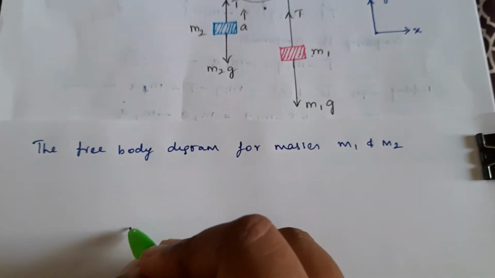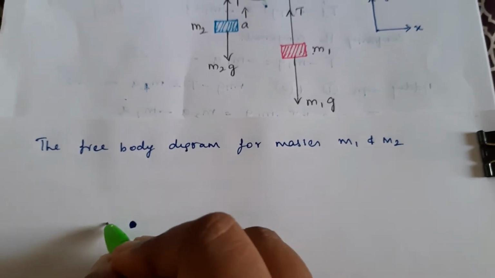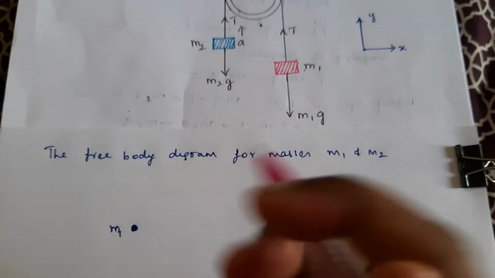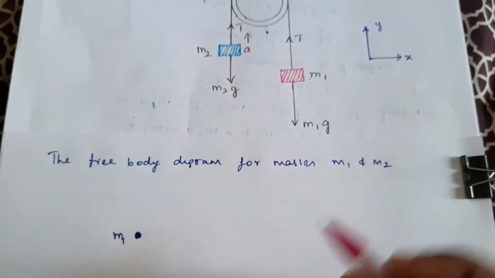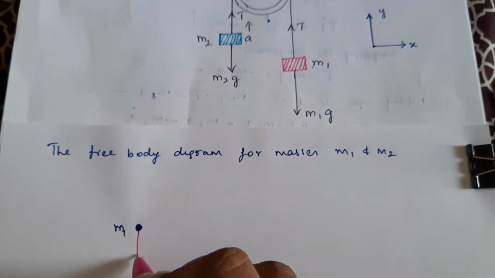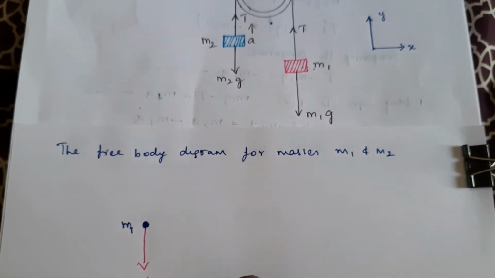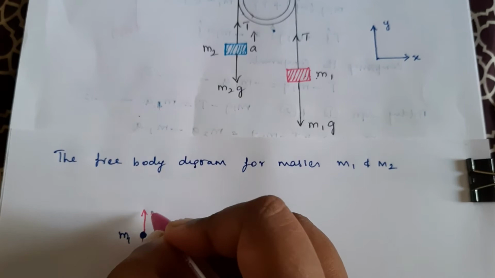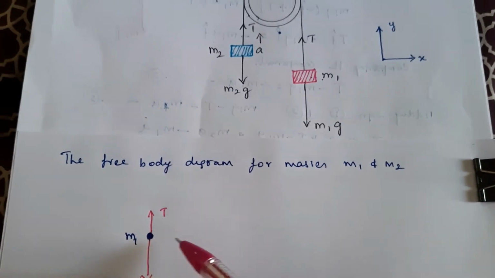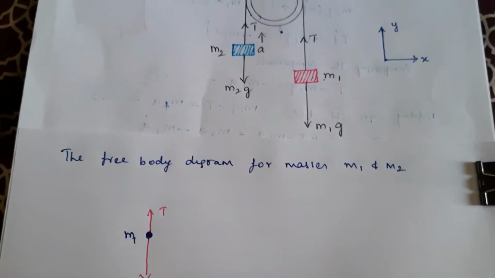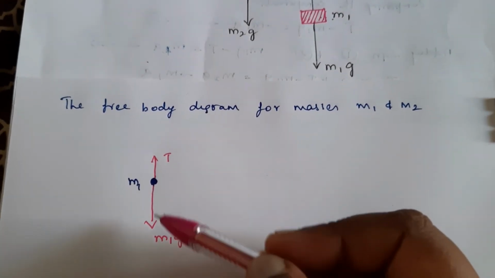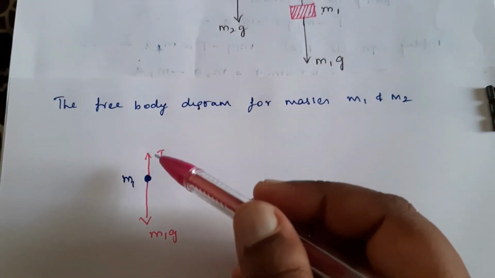Now I'll take mass m1 as the point mass. So this is m1. Now how to draw the free body diagram? Two forces are acting on the mass m1. One is m1g, and this is the tension force acting upwards. The tension is less than the gravitational force, so I have drawn a longer line for the gravitational force and a shorter line for the tension.